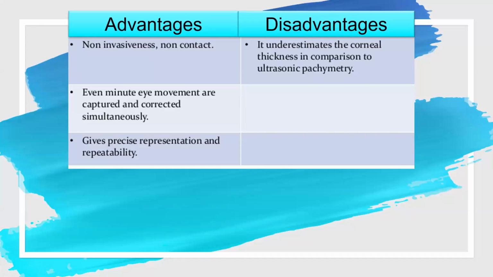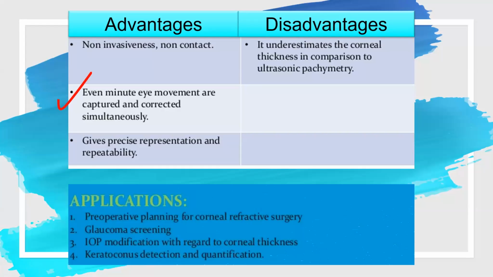The important thing is that even the minutest eye movements are captured very nicely and then corrected simultaneously to give you a perfect image. So the precision of the device is very, very good. It has a variety of applications, like preoperative planning for corneal refractive surgery and glaucoma screening. You can modify the intraocular pressure results along with corneal thickness, and then also in keratoconus detection.